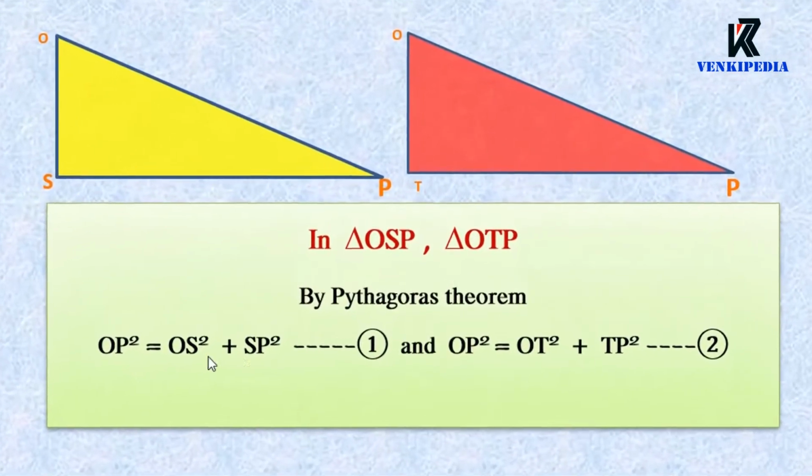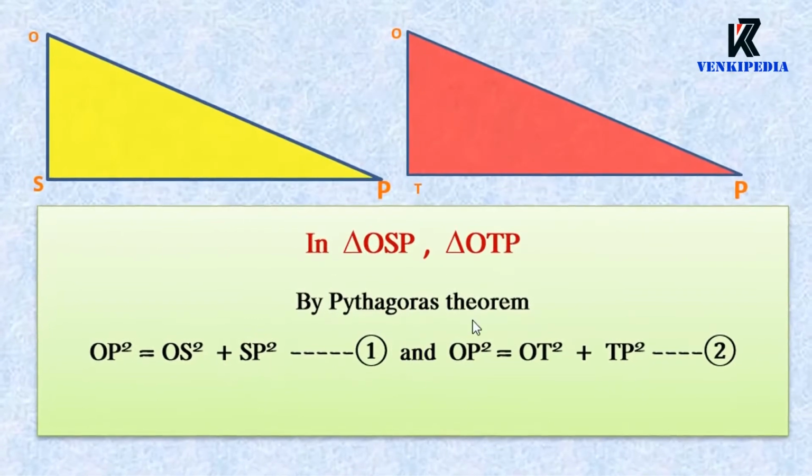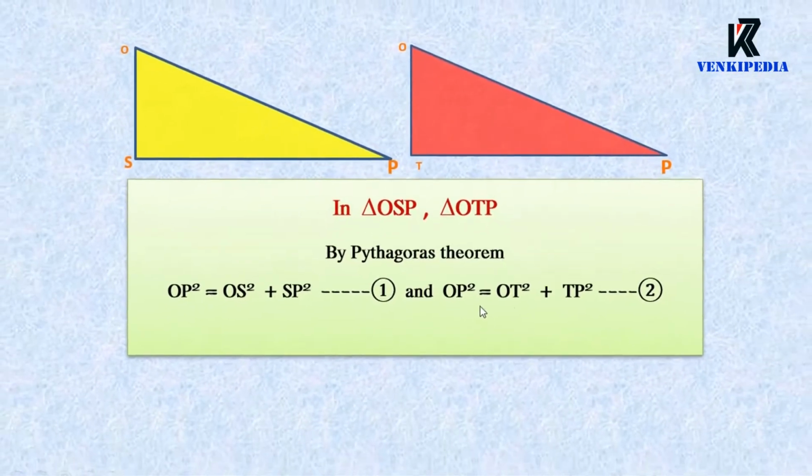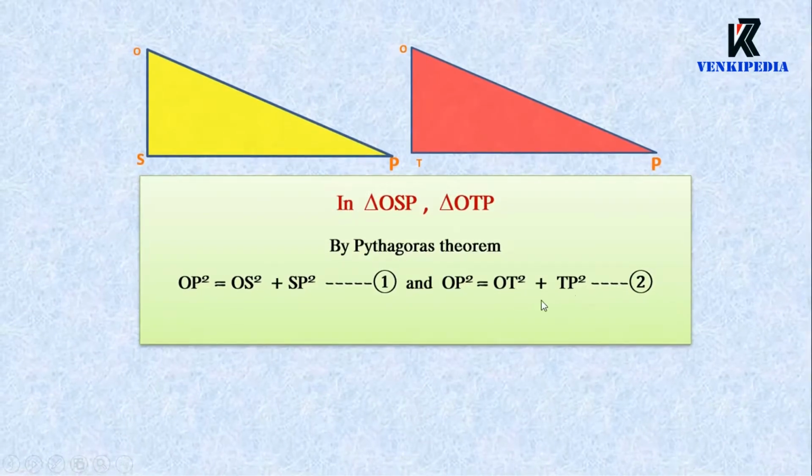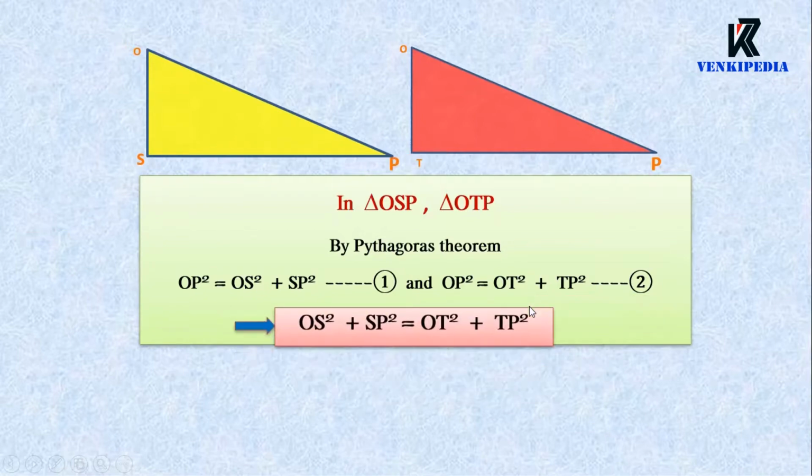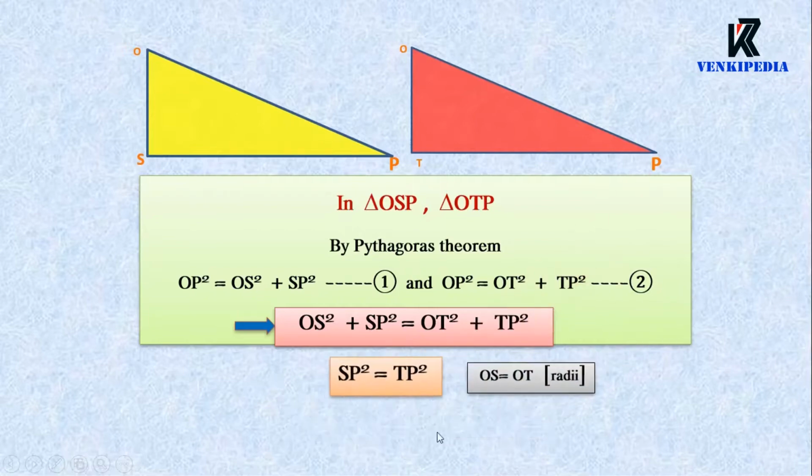From these two equations, we can write that OS square plus SP square is equal to OT square plus TP square. Here, OS and OT are the radii of a circle and always equal. Therefore, OS square is equal to OT square. By cancelling OS square and OT square, we can conclude that SP square is equal to TP square. By taking the square roots on both sides, SP is equal to TP. That is, the lengths of the tangents from an external point to a circle are equal.